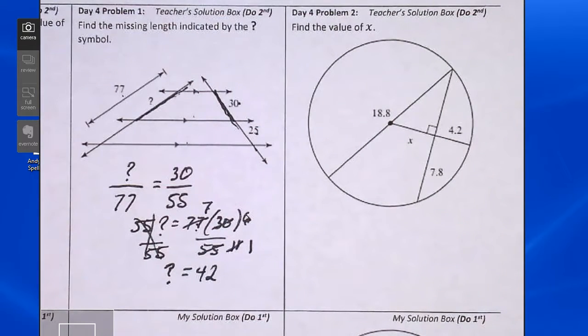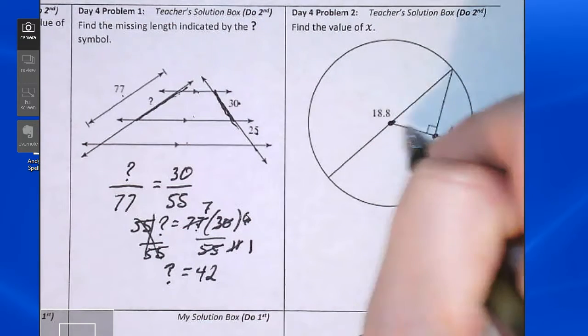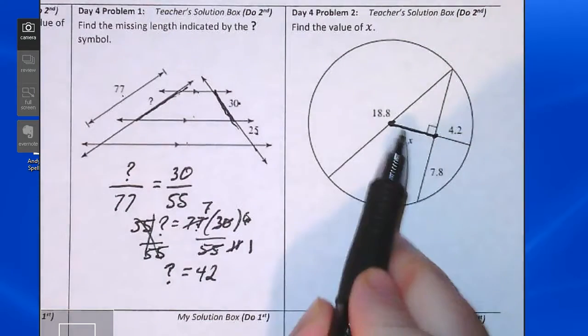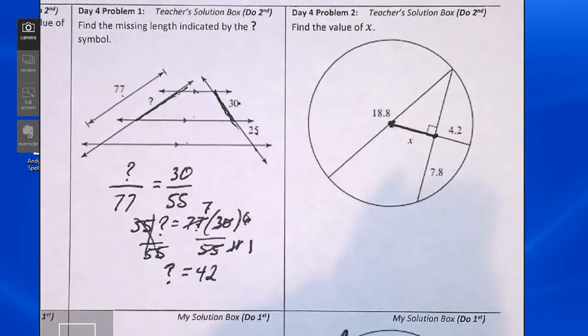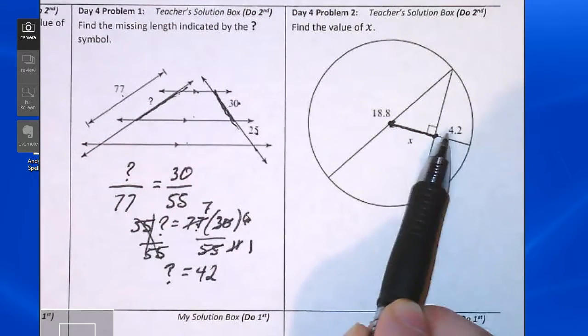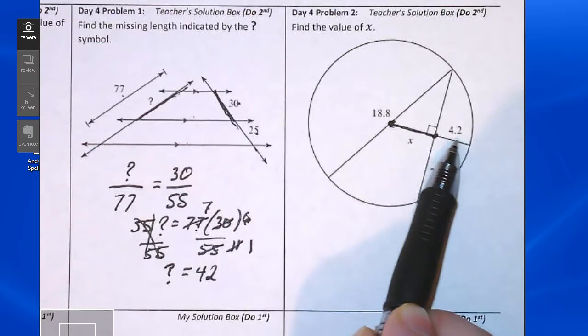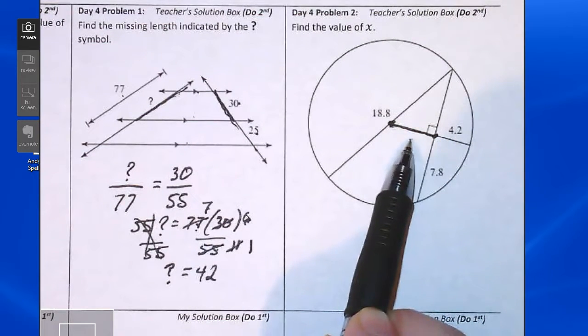Now day 4, problem 2, find the value of x. X is this segment from here to here. This is part of the radius of the circle. So one way to find this is to take the radius and then subtract this piece here, which is the 4.2. And that subtraction will leave us the answer for x.